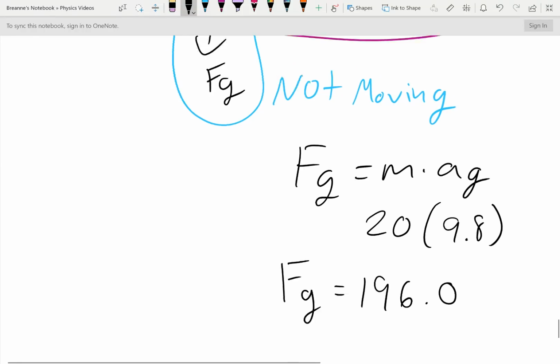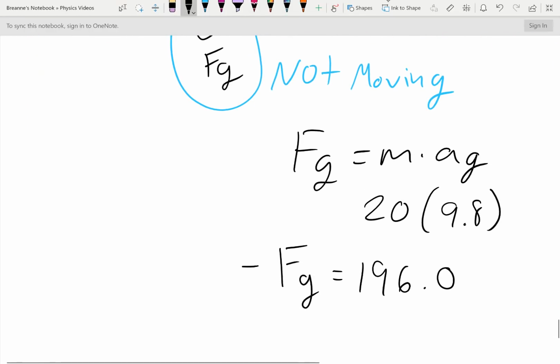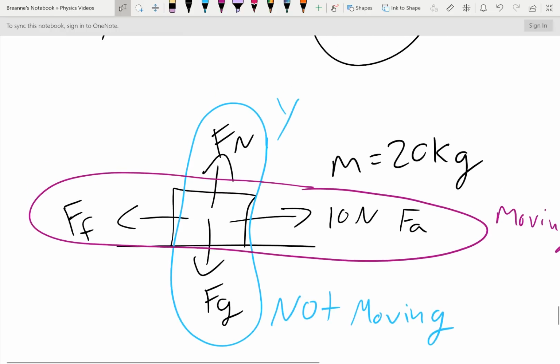So therefore, since it's not moving, it's balanced. Your force of normal also equals 196. Now that only works if it's A, on a flat surface, and B, it's not moving in the y direction.